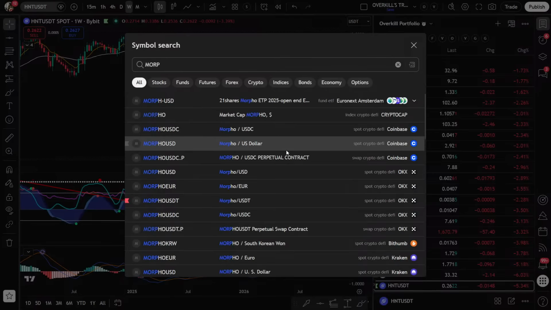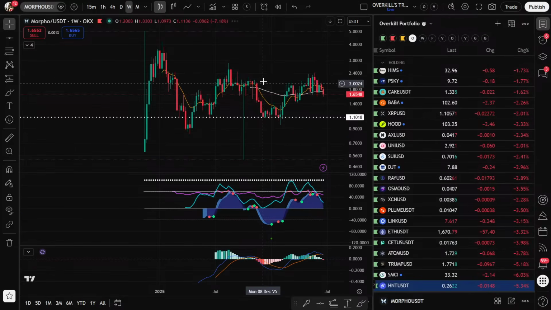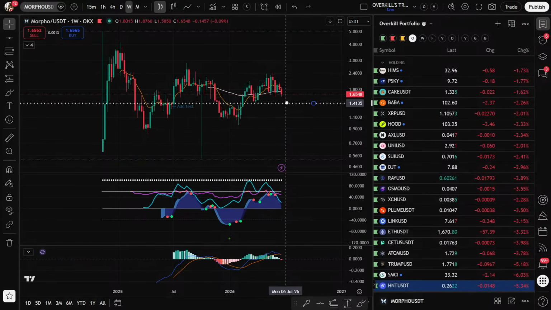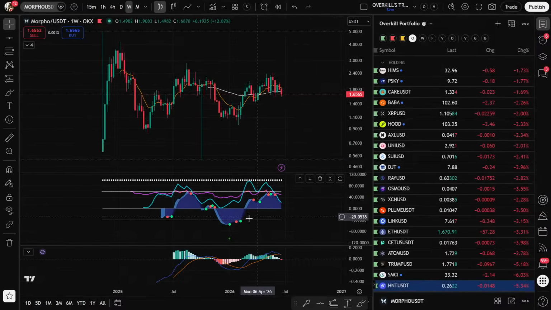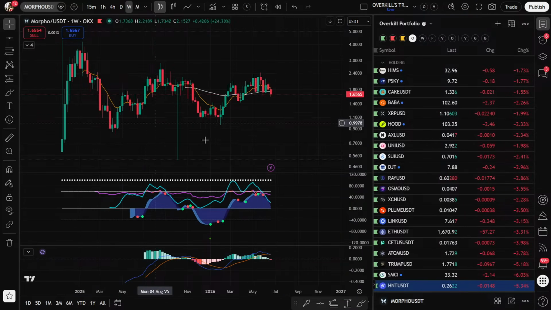Morpho. What's Morpho doing? Morpho's still red, so that one's still hanging on. 140 is probably the next place to look at it. Does have a MACD crossover. Again, kind of in no man's land right now.